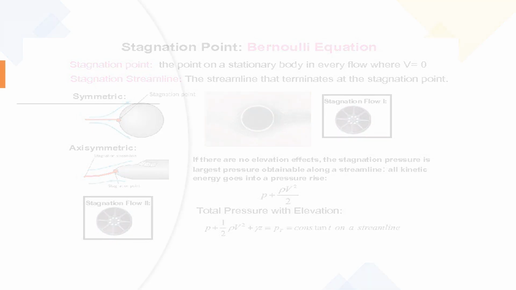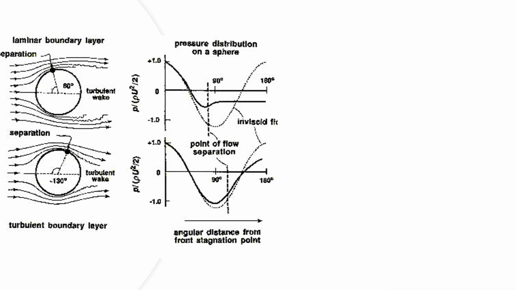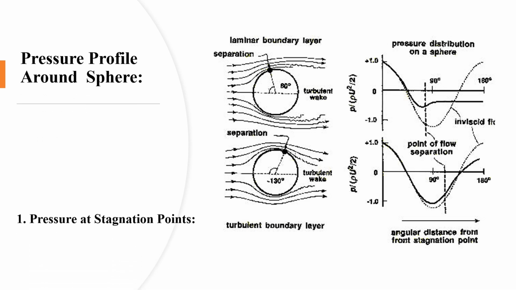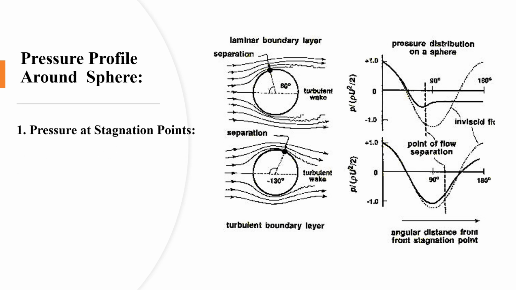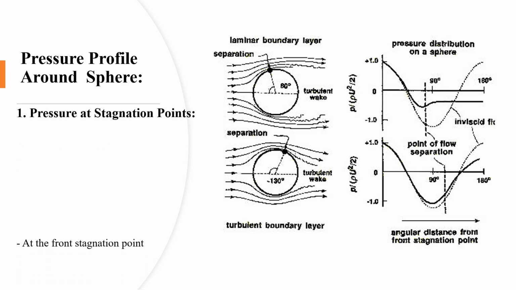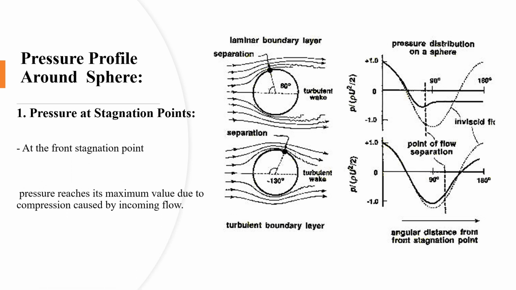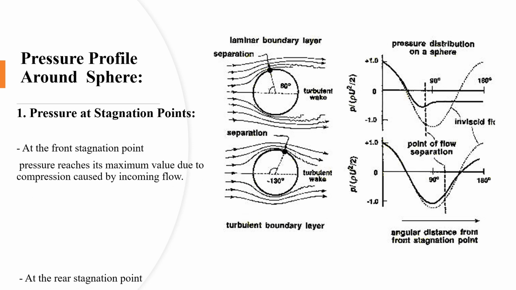Now that we understand how the velocity behaves around the sphere, let's turn to pressure. Pressure is what creates the resistance to motion, and it plays a significant role in the drag force the sphere experiences. Let's dive into how pressure varies from the front to the rear of the sphere.